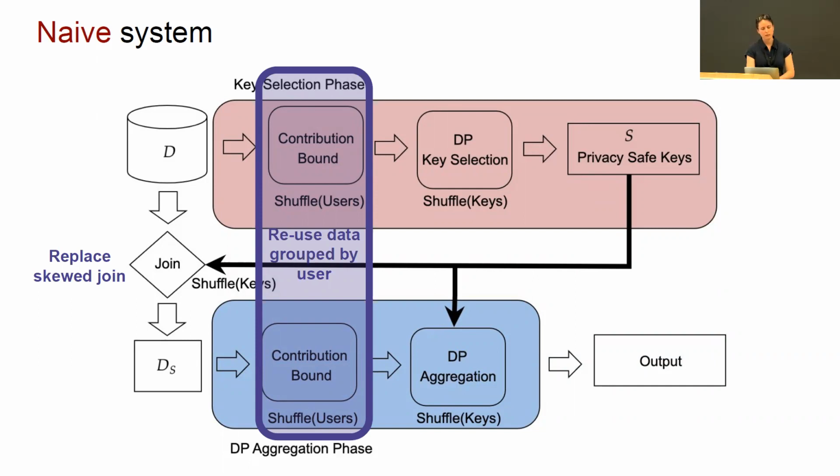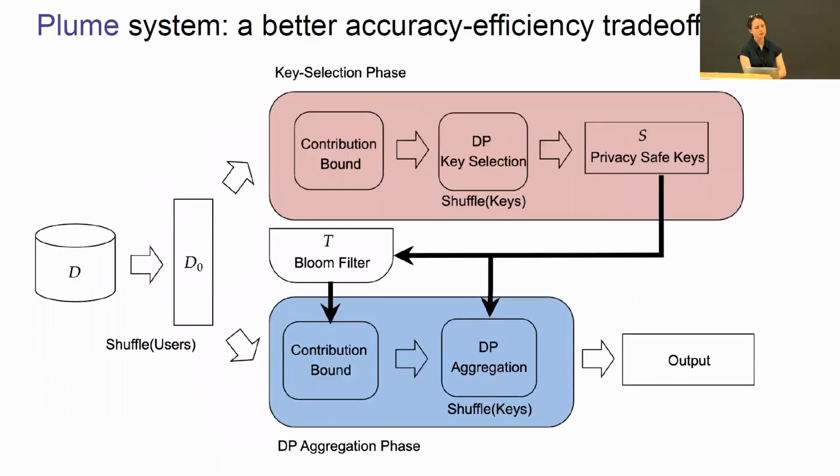And it turns out that we can solve some of these efficiency issues while retaining most of the accuracy. First, because we can substitute in a component that's almost as accurate as the skewed join, but much faster. And second, because this alternative component is going to allow us to do the group by user shuffle that appears in both phases only one time. So here's a more efficient system, which is currently implemented as the Plume system at Google. There are 2 key differences from the previous slide.